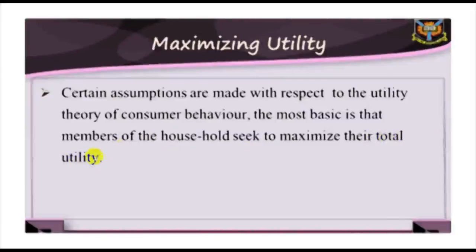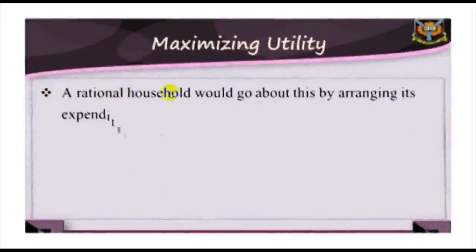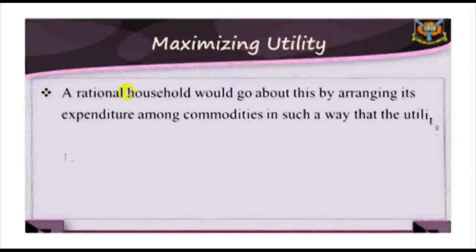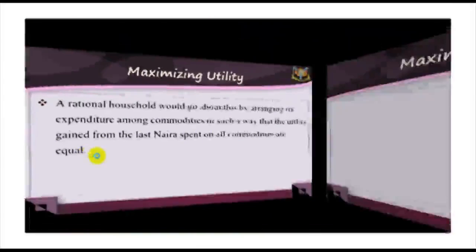The basic problem that faces the household is how to adjust its expenditure to maximize the total utility of its members. A rational household will go about this by arranging its expenditure among commodities in such a way that utility gained from the last naira spent on all commodities are equal. An example will make this point clear.